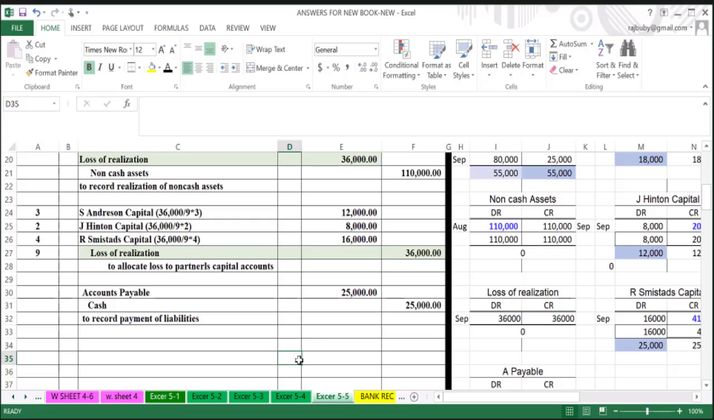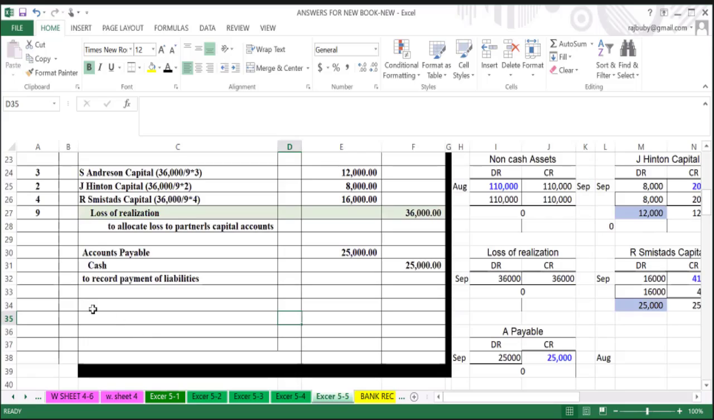And finally, distribution of cash to the partners. Yeah, that is the last part. Whatever they have, the rest they are going to distribute to partners. The distribution ratio is the same, and the sum for distributing is $49,000.